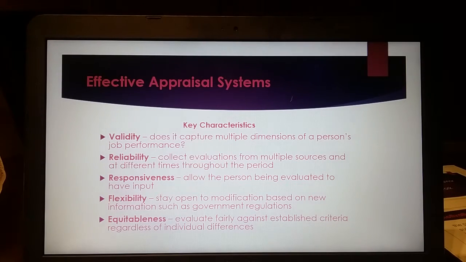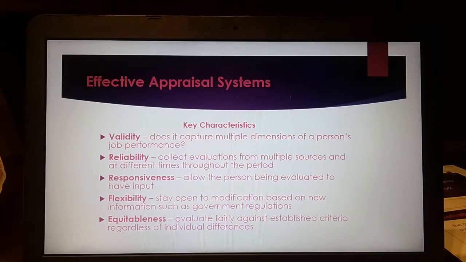Okay, so effective appraisal systems: there's validity, reliability, responsiveness, flexibility, and equitableness. So validity: does it capture the dimensions of the person's job performance? Are there things out there? Reliability in terms of collecting the evaluations from multiple sources and at different times throughout the period, because things can change. There are environmental things that change, both internal to the organization and external.